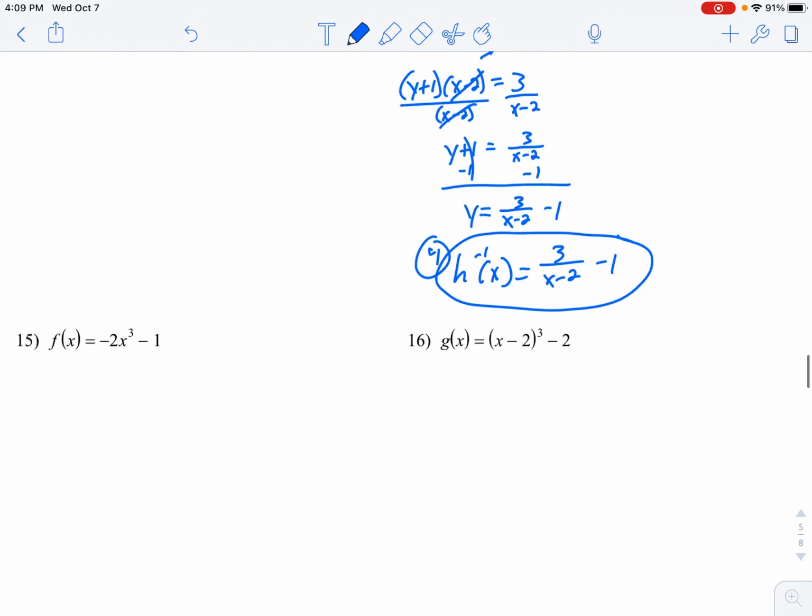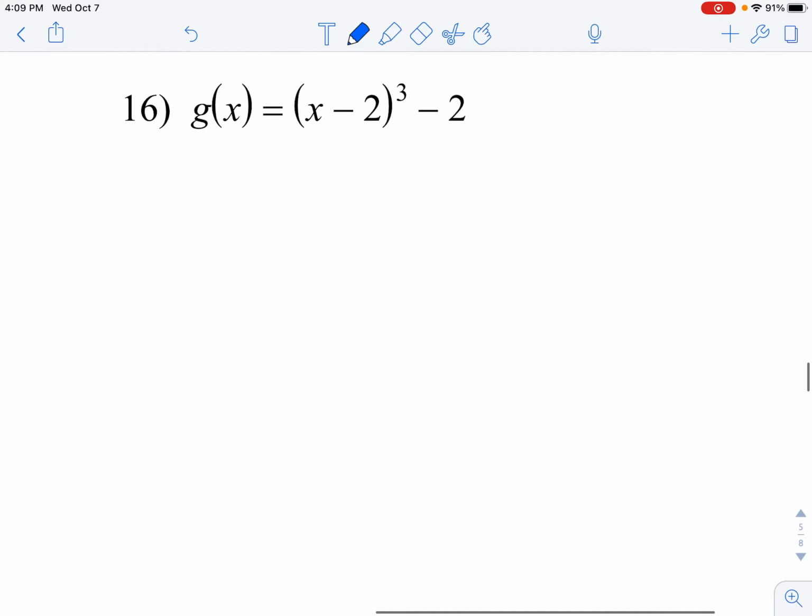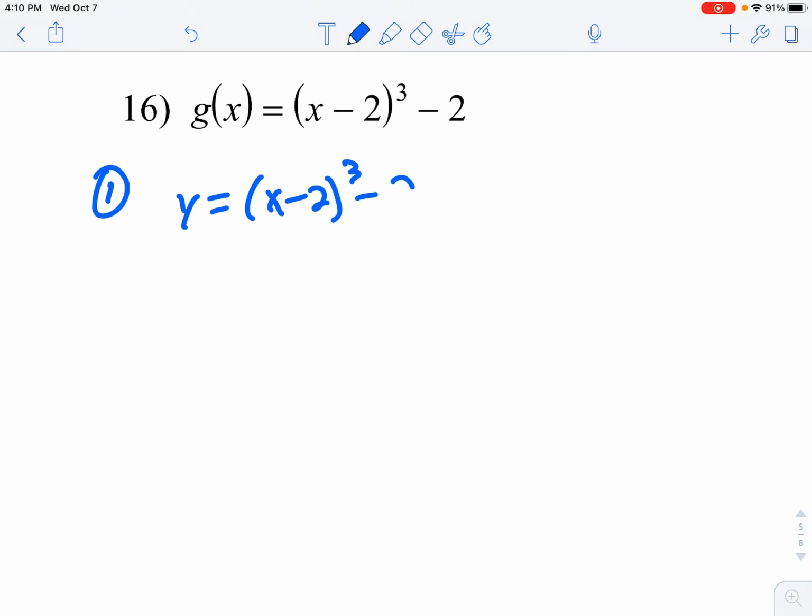Okay, let's look at 16. Not trying to rush. You can always pause. You can go back and rewatch something if I went too fast, but I don't want this video to last an hour either. Okay, step 1, y equals x minus 2 cubed minus 2. Step 2, x equals y minus 2 cubed minus 2.